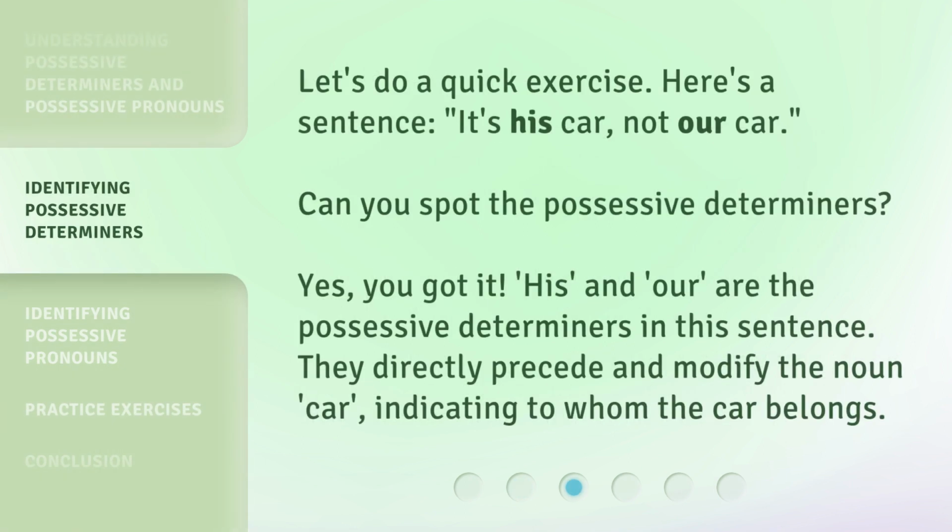Let's do a quick exercise. Here's a sentence. It's his car, not our car. Can you spot the possessive determiners? Yes, you got it. His and our are the possessive determiners in this sentence. They directly precede and modify the noun, car, indicating to whom the car belongs.